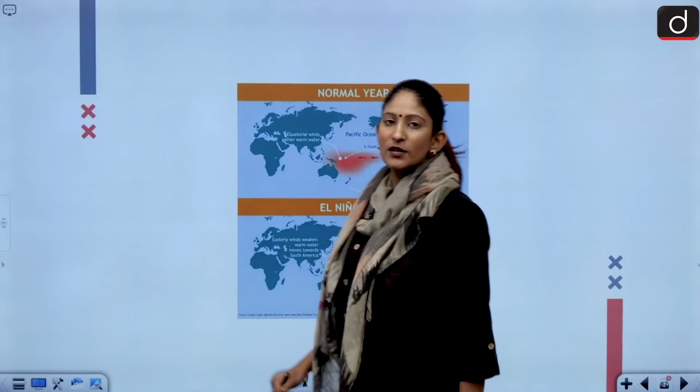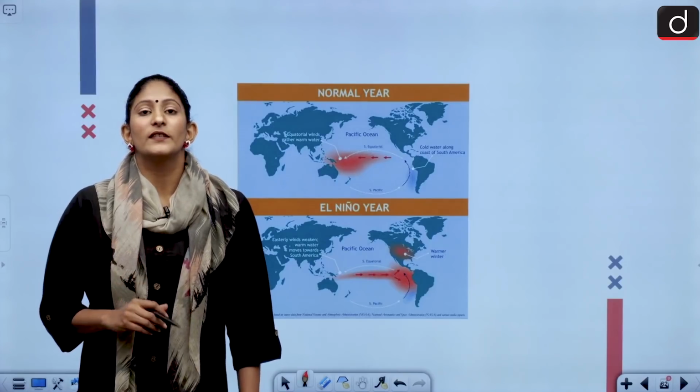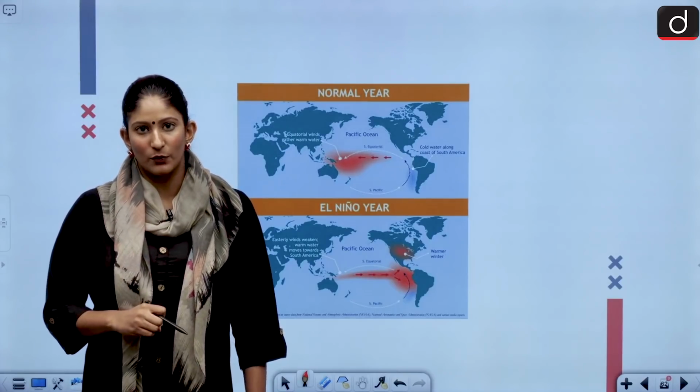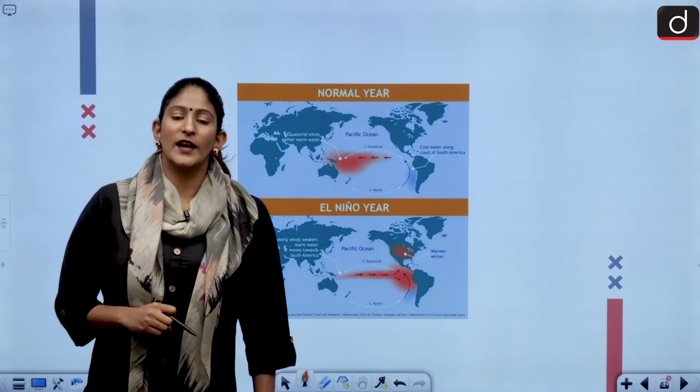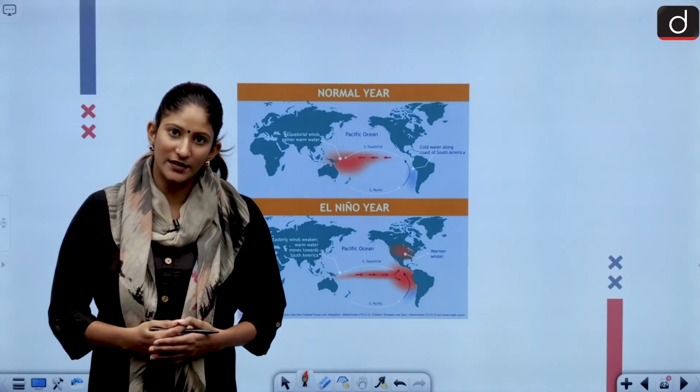If we talk about El Nino's impact on India, it causes the weakening of the monsoon in India, and that is why it may also cause drought-like situations in India and Southeast Asia.